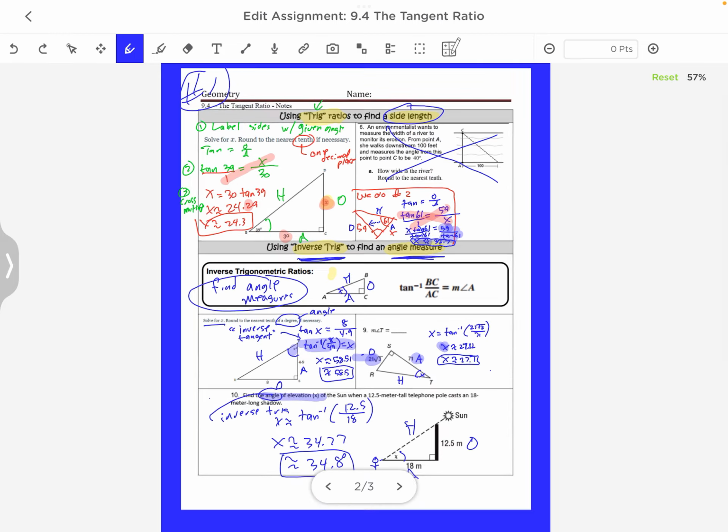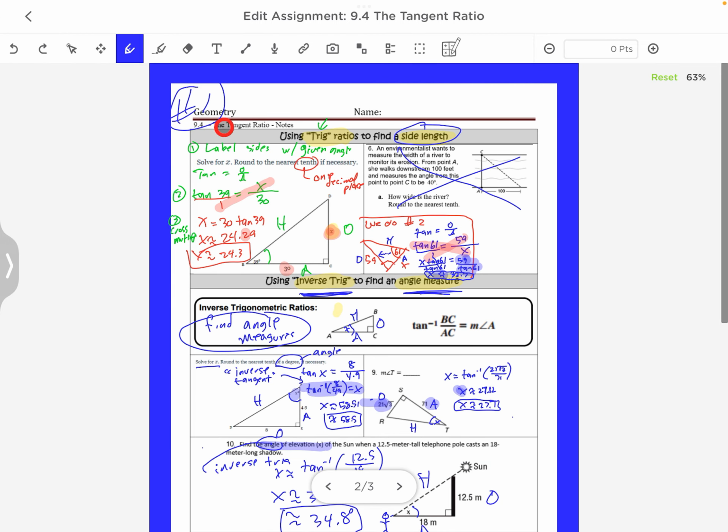So that's all we got to do. First we want to label the sides with the given angle. So figure out which perspective you're looking for, the opposite and the adjacent, then just set it up. Use trig if you're finding a side length. Use inverse trig to find an angle measure. This is the first example right here, where we have x on top. This is a second example, where we have to divide by the tangent. So let me know if you have any questions, but I know you can do this, and we can definitely do this in class.